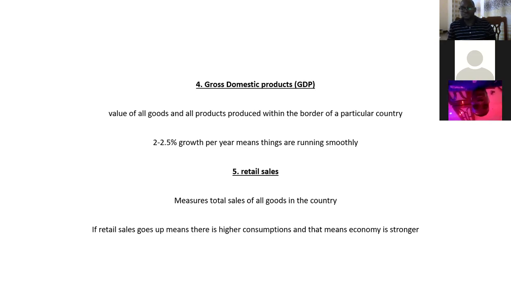They have to produce goods and so on. In fact, the goods that are being produced will be there for export and so on and so forth. So guys, there must be something to measure retail sales. Measure total sales of all goods in the country. We are talking about within the border of the country, guys. Retail sales within the country.